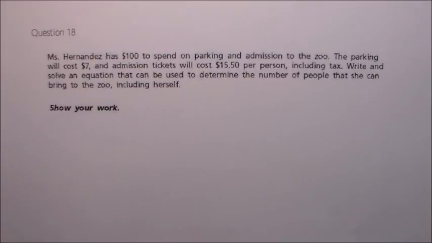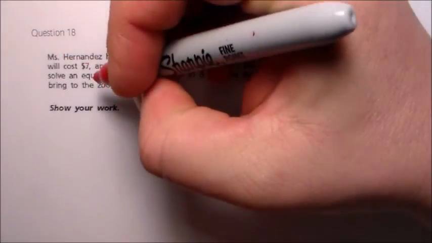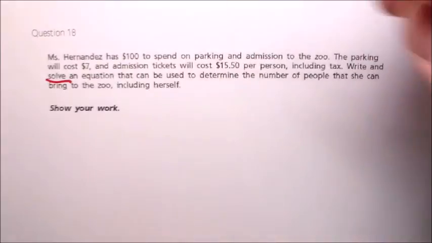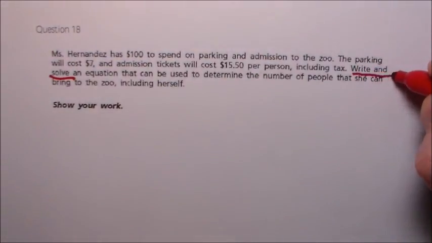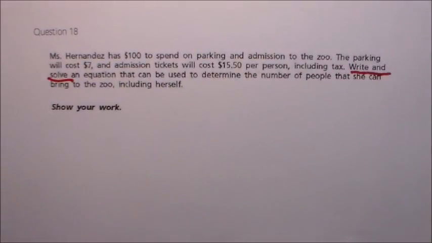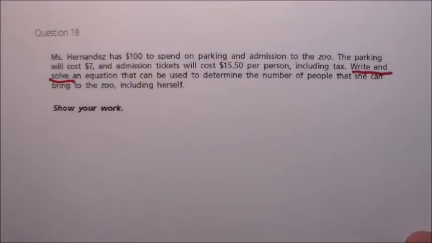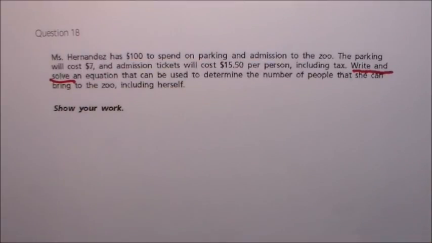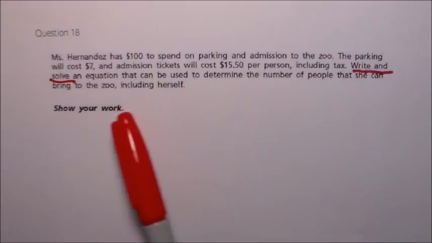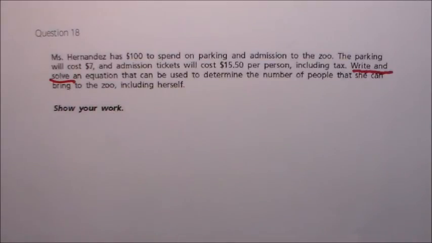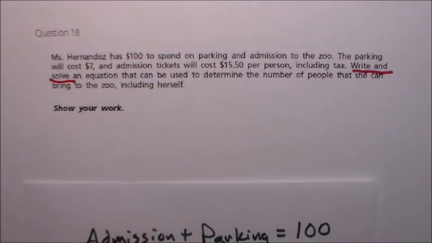So, I should have highlighted this on question 17 as well, but you need to make sure that you really read these questions carefully. It says write and solve an equation. And I bet a lot of people, because these tests are long and there's a lot of words to get through, will only write an equation and not solve it. You want to maximize your points, so you've got to do both. You've got to do what the question asks you to do, and the only way to do that is to slow down, read carefully, and make sure you're answering the question that's asked. But here we go.